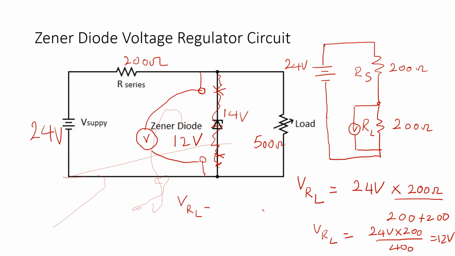VRL will be 24 volts multiplied by 500 ohms divided by 200 ohms plus 500 ohms.